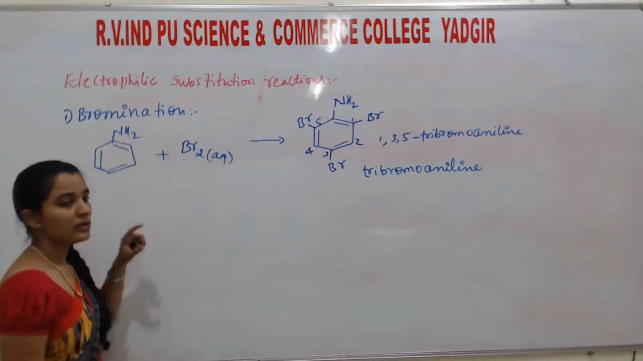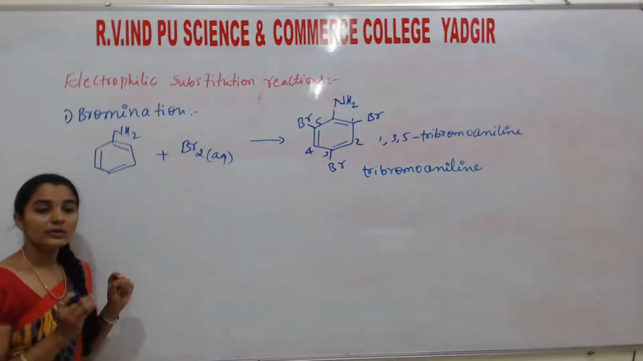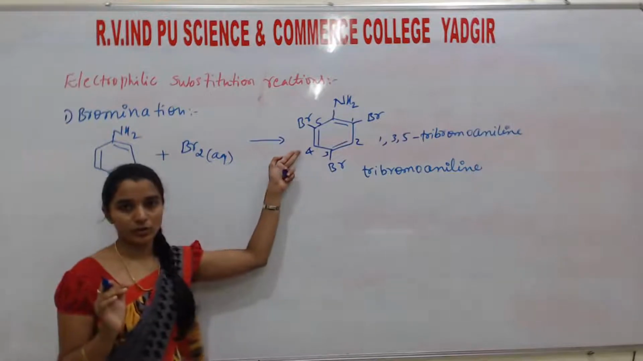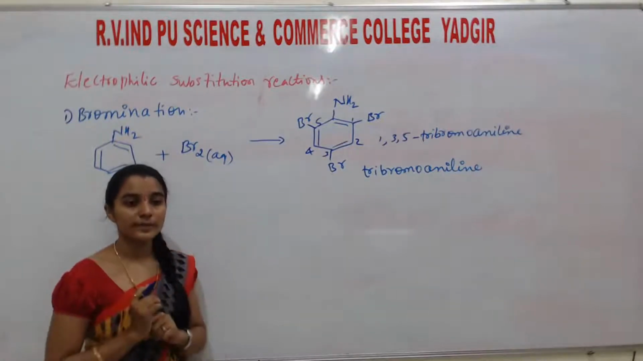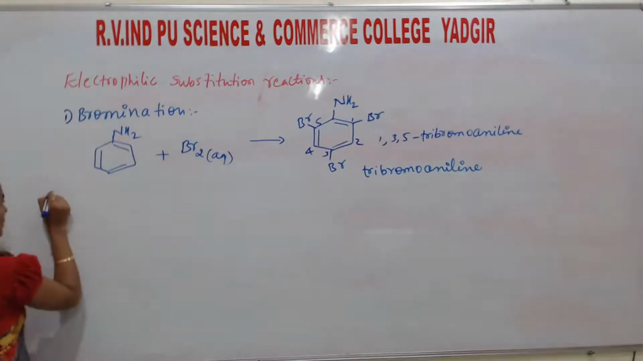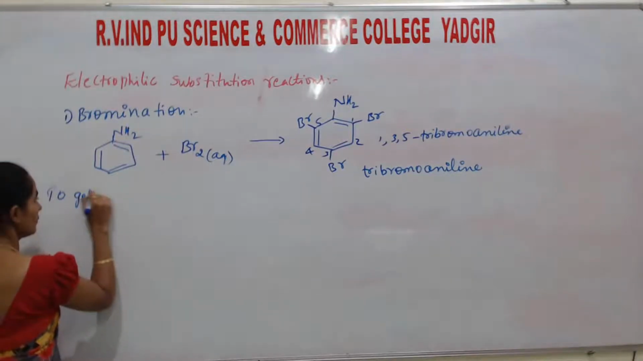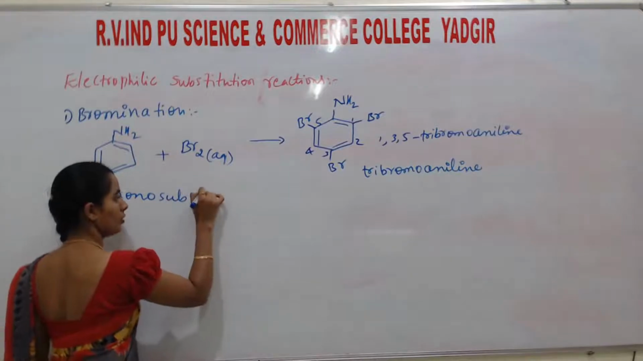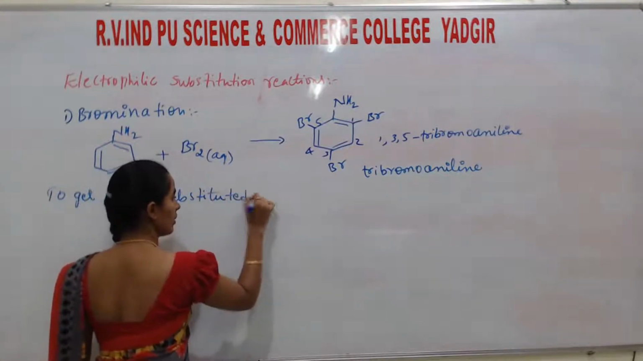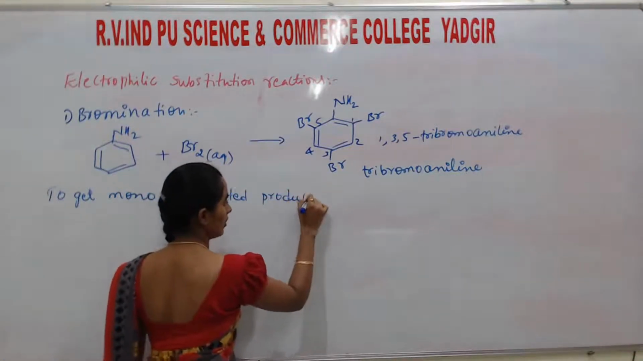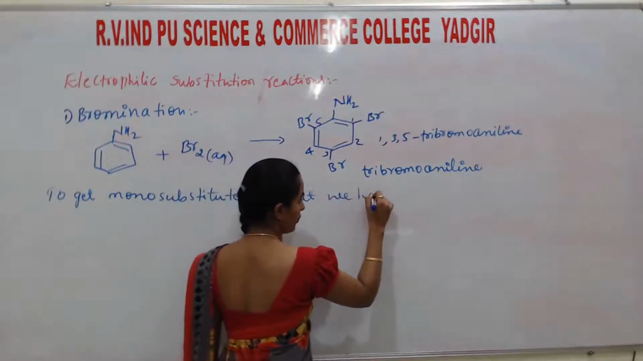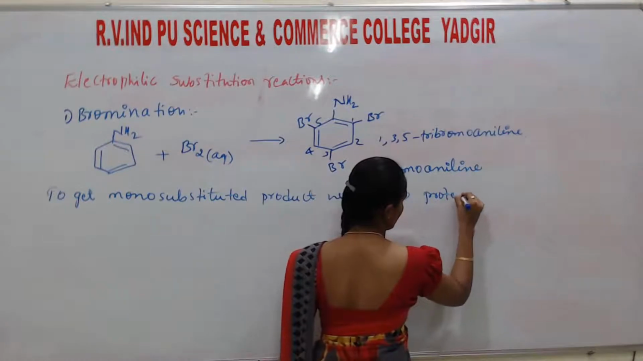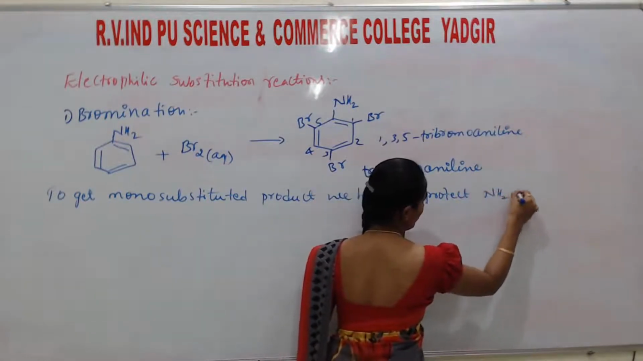Okay. So students, we want mono-substituted substances, not tri-substituted. We want what? Mono-substituted. Then, to get a mono-substituted product, we have to protect the NH2 group.